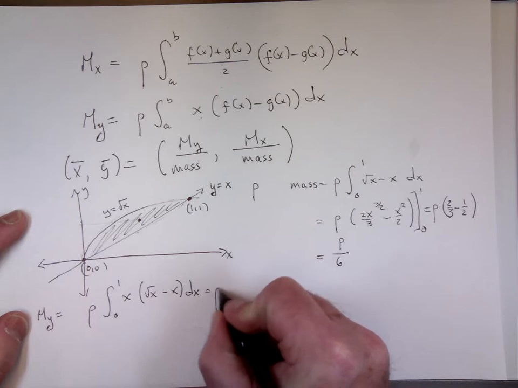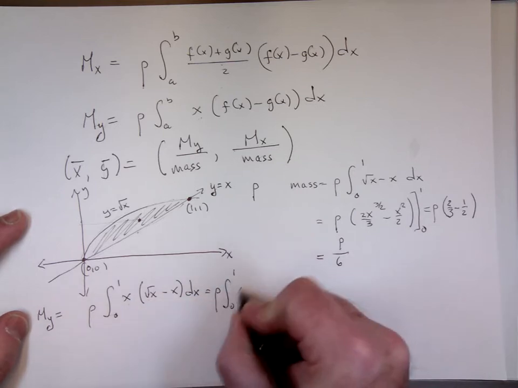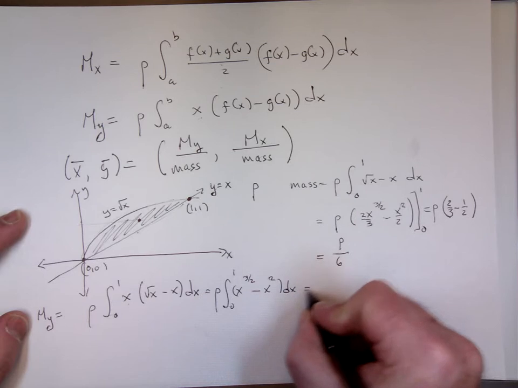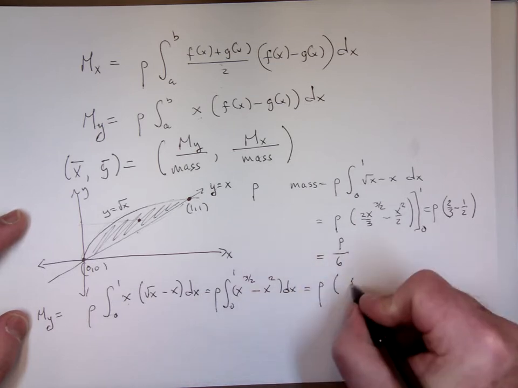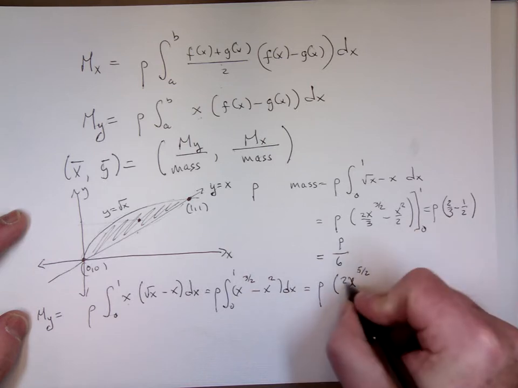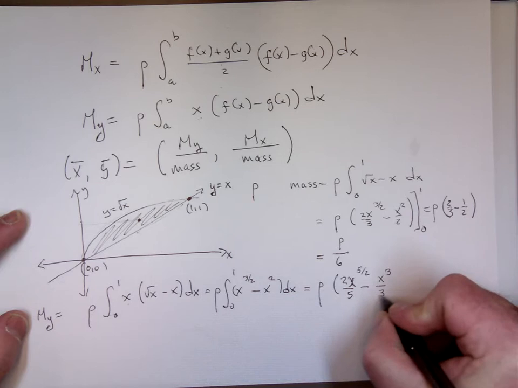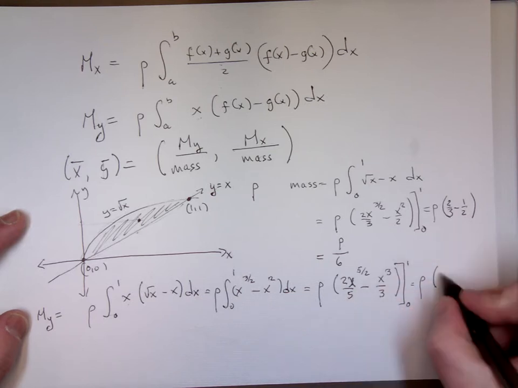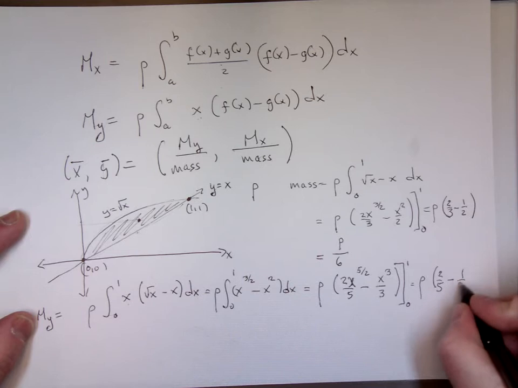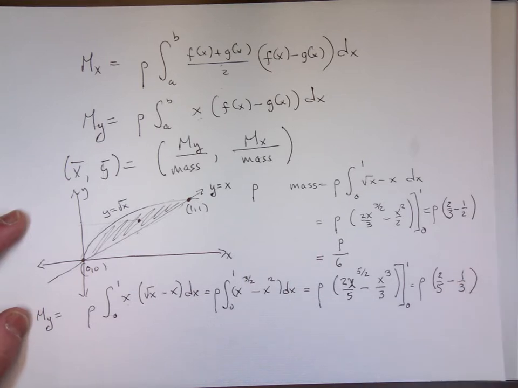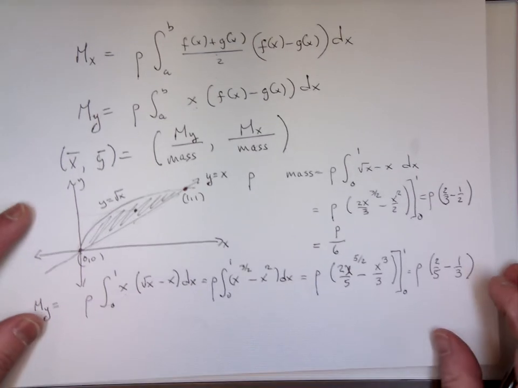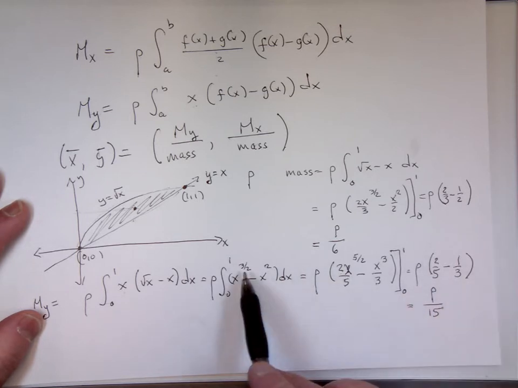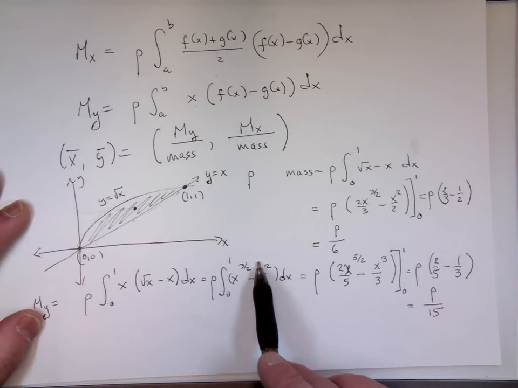Multiply this, you get x to the 3/2 minus x squared dx. That's equal to rho, x to the 5/2 times 2/5 minus x cubed over 3 from 0 to 1. That's equal to rho, 2/5 minus 1/3. That's equal to 1/15. That's equal to rho over 15. 2/5 here because when I added 1 to the 3/2, that made it 5/2. And then I have to divide by 5/2, which is the same as multiplying by its reciprocal 2/5.